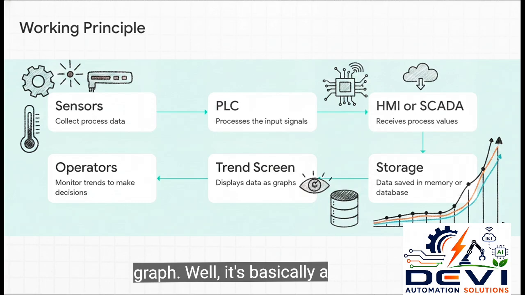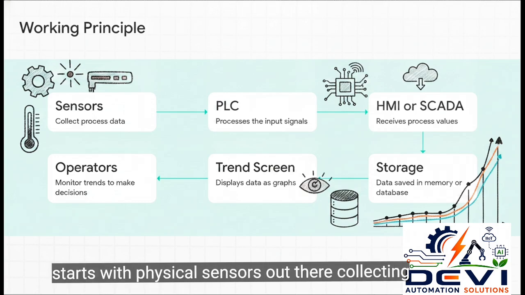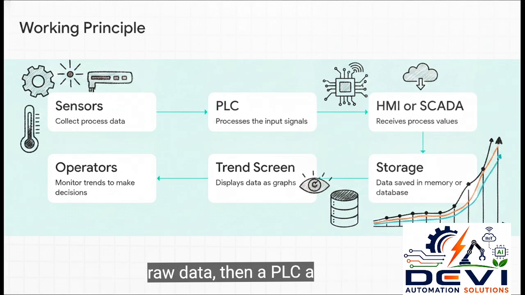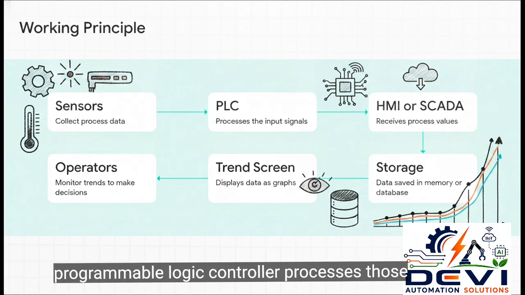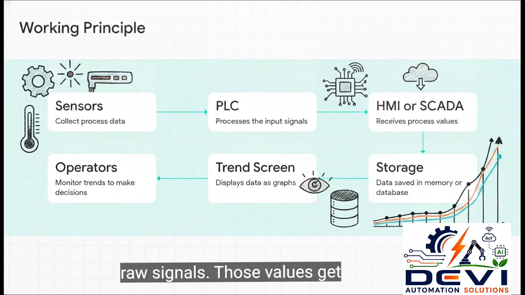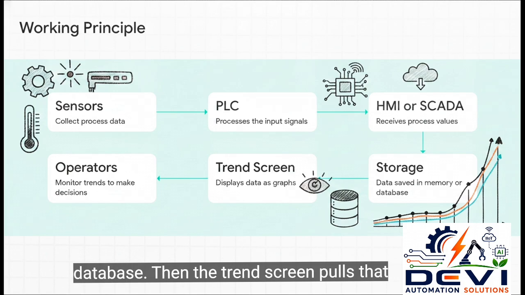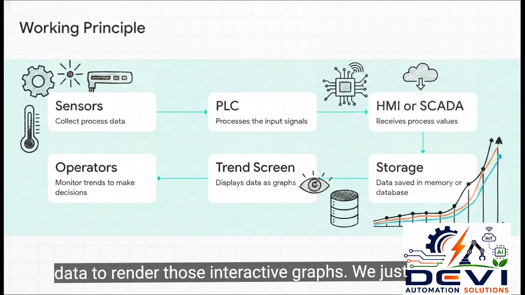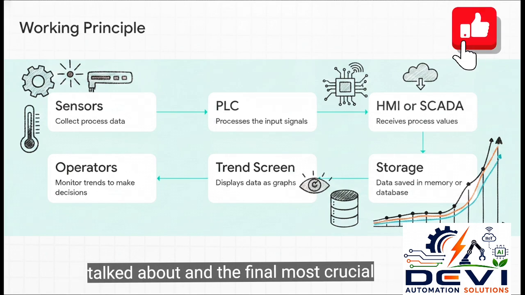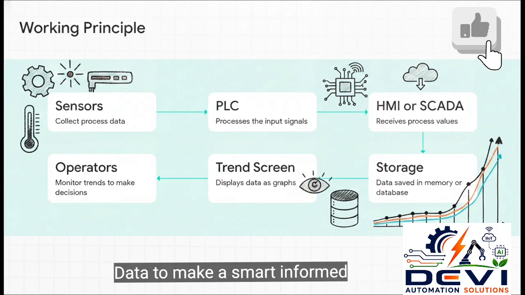So, how does a physical event on the factory floor actually become a line on a graph? Well, it's basically a seamless 6-step relay race. It starts with physical sensors out there collecting raw data. Then a PLC, a programmable logic controller, processes those raw signals. Those values get fired straight over to the HMI or SCADA system where they're safely stored in a database. Then the trend screen pulls that data to render those interactive graphs we just talked about. And the final, most crucial step, the operator using that continuous data to make a smart, informed decision.